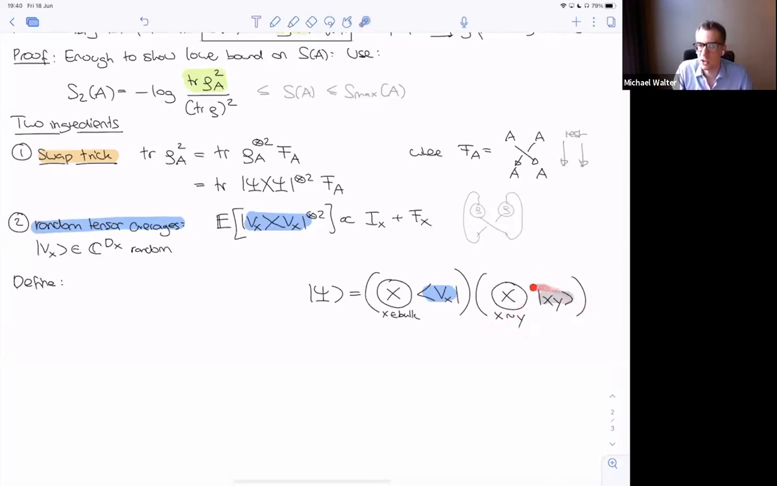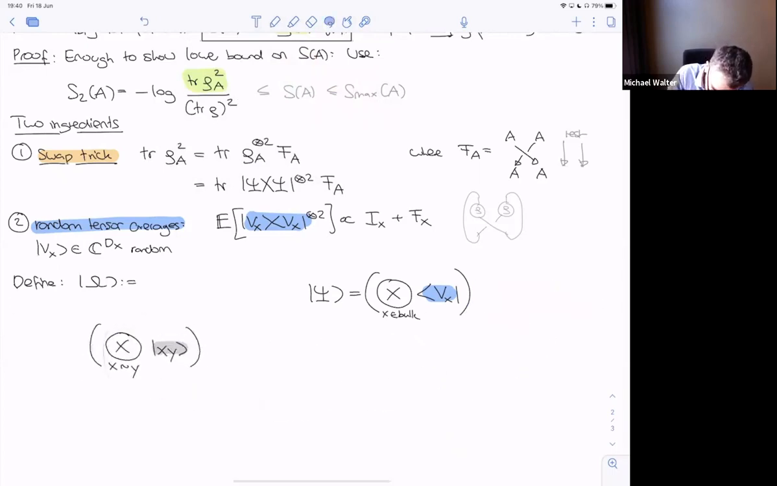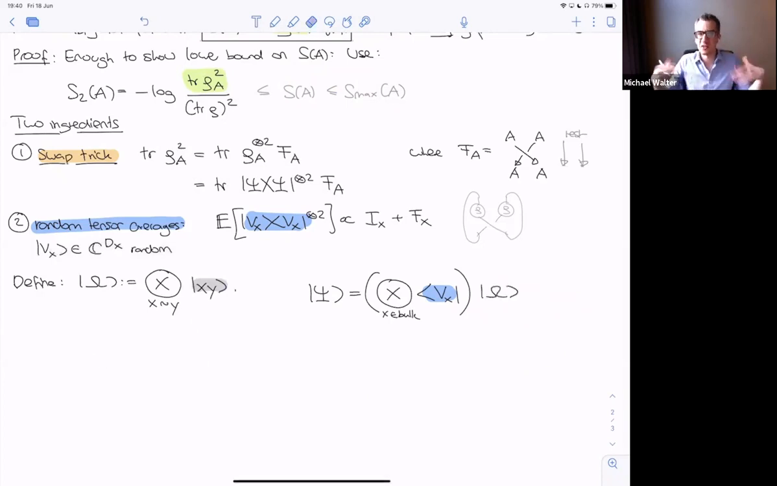Of course it will enter the calculation at some point, but let's not worry about it, just give it a name. Let's define omega as the state that's just this tensor product of these maximally entangled states. We'll worry about it at the end, and then we can just write omega here. So omega is the state of the bulk in some sense, before you actually do anything to it by adding these random tensors.